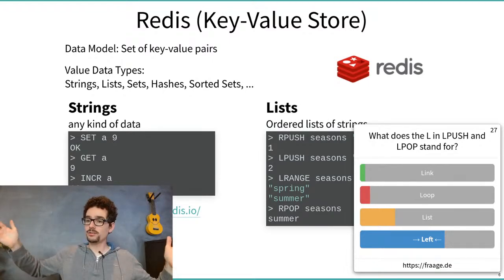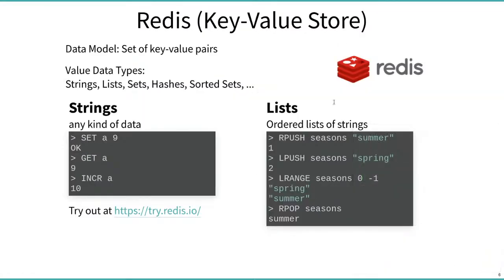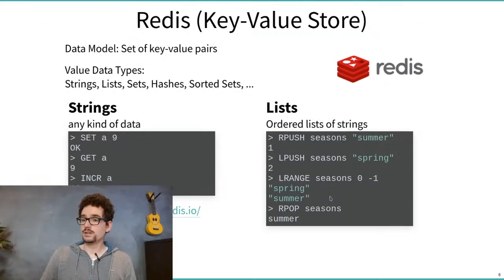So a list is an ordered set of strings. For adding something to an empty list, it doesn't matter whether you use rpush or lpush, but when something is already there, then of course it matters. Do we add the new element to the left of the summer? Then the list would be spring summer. And if we would use rpush here, then we would add it to the end of the list. Then the list would be summer spring. So you can use it as a queue.